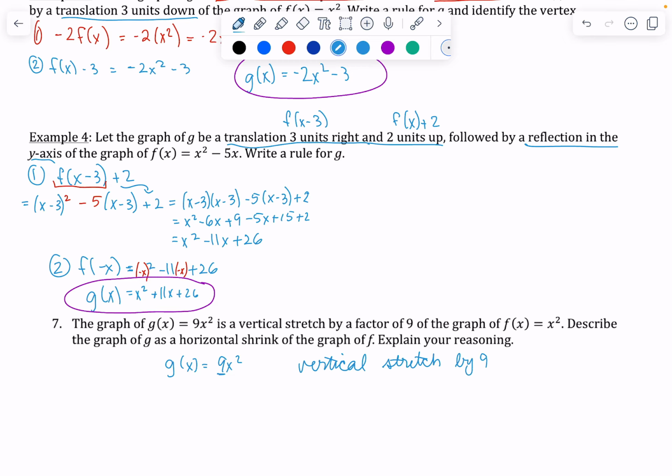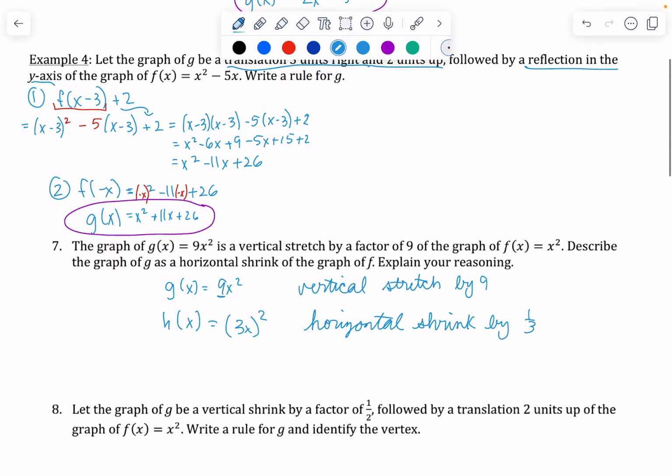But how could we have gotten there? We could have gotten there by doing 3x squared, because 3x squared is the same as 9x squared. And then because 3 is in the parentheses, we can think of this as a horizontal shrink by 1/3.